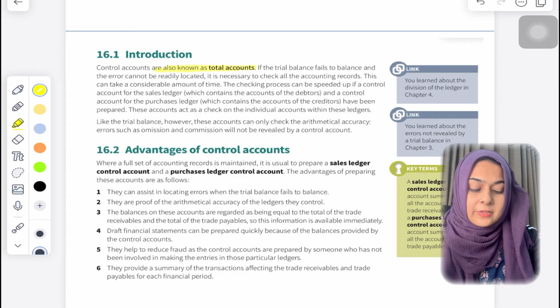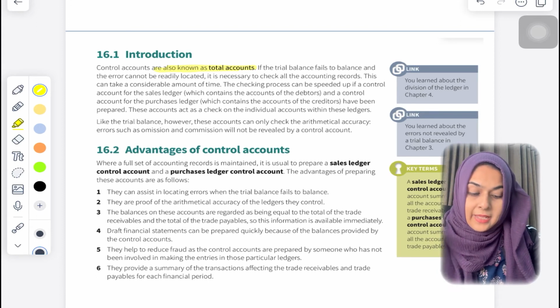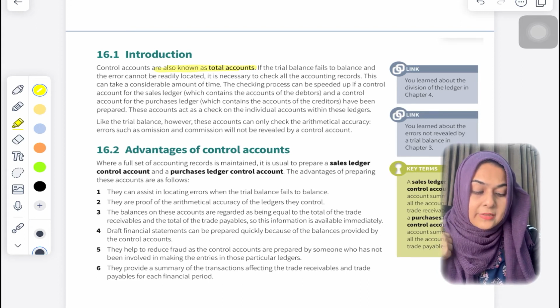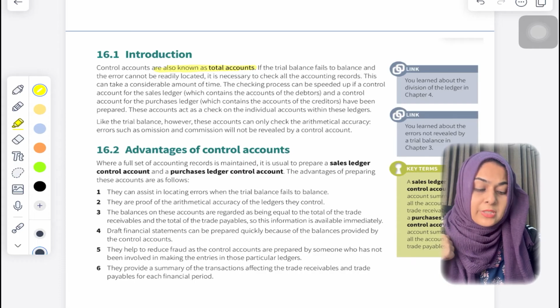If the trial balance fails to balance and the error cannot be readily located, it is necessary to check all accounting records. This can take a considerable amount of time. The checking process can be speeded up if the control account for the sales ledger, which contains the accounts of debtors, meaning trade receivables, and the control account for the purchase ledger, which contains the accounts of creditors, that is trade payables, have been prepared. These accounts act as a check on individual accounts within these ledgers.